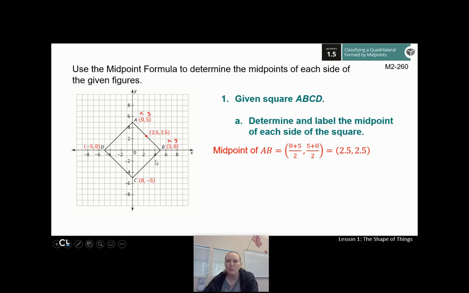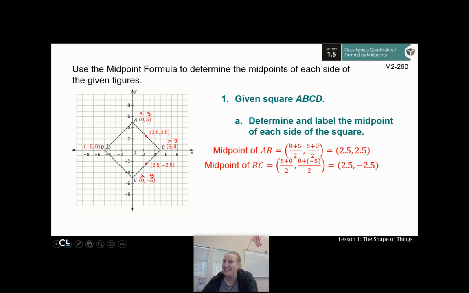Let's do the same thing again for BC. Again, I'm going to add my x coordinates together and divide by 2, 5 plus 0 divided by 2. Add my y coordinates together and divide by 2, 0 plus a negative 5 and divide by 2. So for this one, 5 plus 0 is 5, divided by 2 is 2.5. 0 plus a negative 5 is negative 5, and negative 5 divided by 2 is negative 2.5. So I have to go right 2.5, down 2.5, and I'll put my point there, and I'll put the coordinates next to it so I can remember.